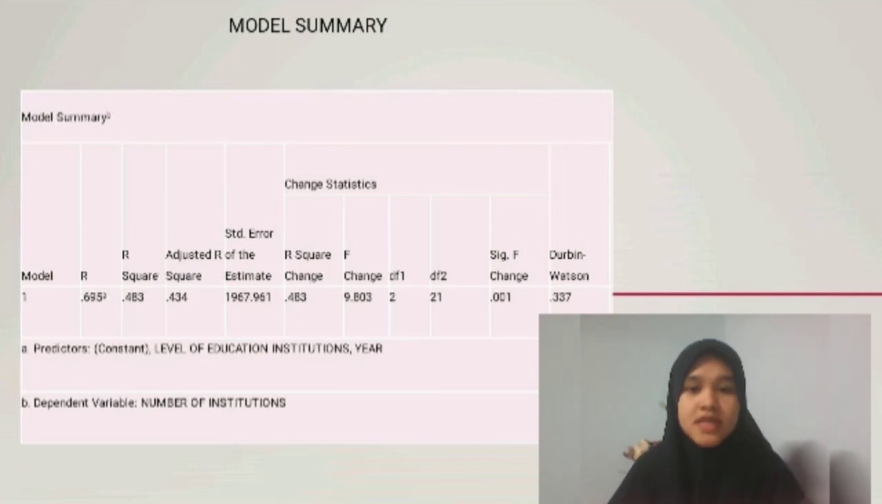For the adjusted R square, looking at the model summary, the adjusted R square is 0.434. The Durbin-Watson statistic is 0.337, which is almost 1. So the Durbin-Watson in the model summary is 0.337.